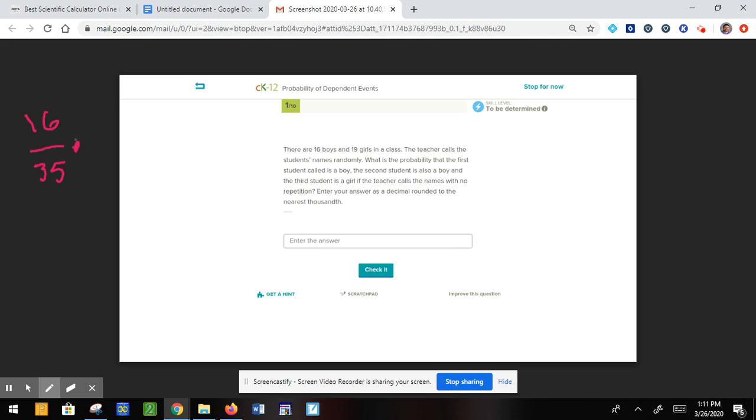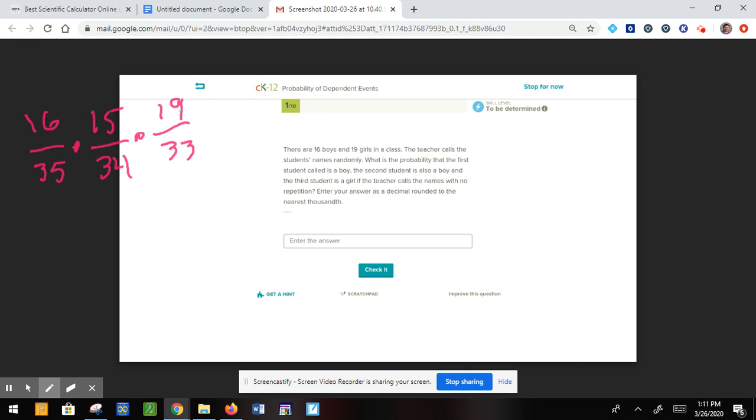The second name is also a boy. So that's going to be out of 34 because now there's one student missing, the one that has already been called. And since one of those was a boy, now there's only 15 boys left for that second name to be called. So that'll be 15 out of 34. And then what is the probability that the third name is a girl? So there's only 33 students left that can be called, but all 19 girls haven't been called yet, so it would be 19 out of 33.